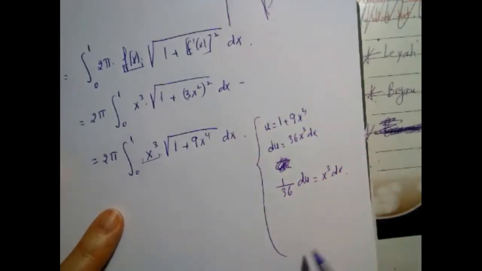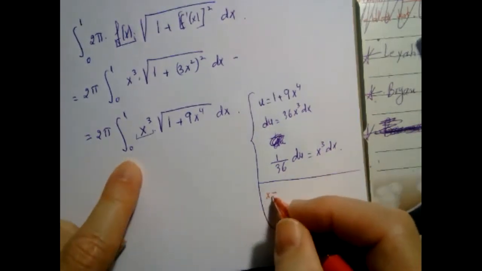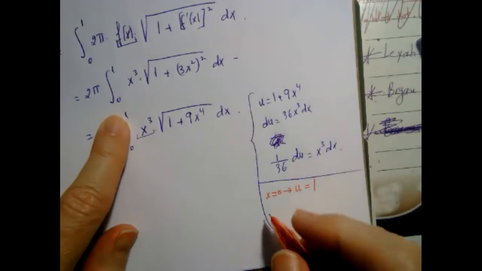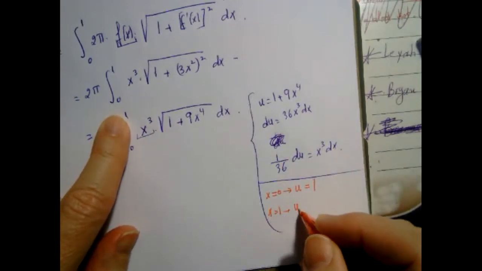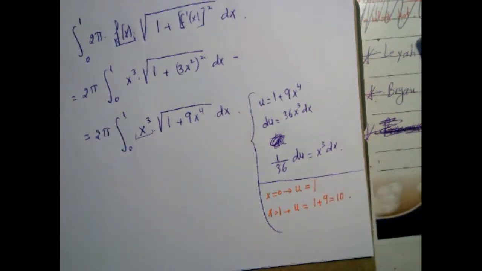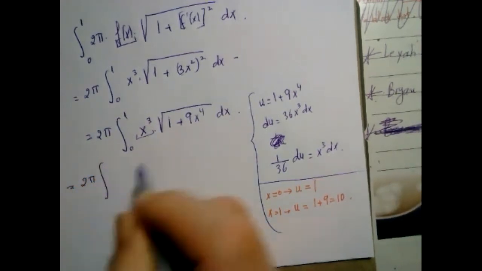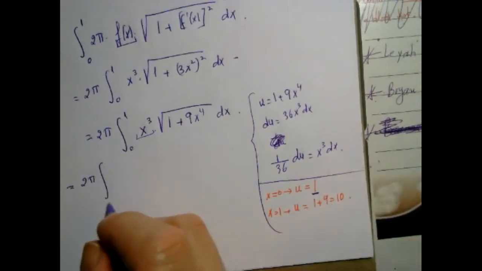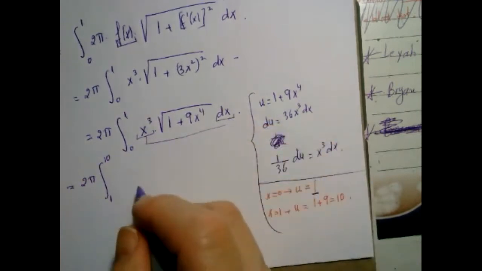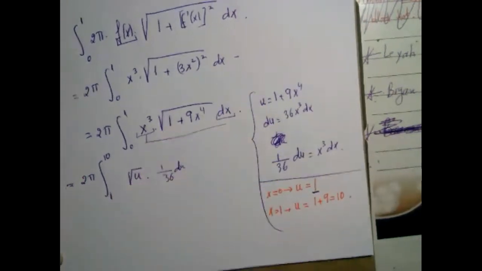And then I'm going to change the limit. So if x is 0, the lower limit is 1. If x is 1, the new upper limit becomes 1 plus 9, which is equal to 10. And now I'm going to make it a totally new integral, where the variable is u. So this goes from 1 to 10 of x cubed dx, which is 1 over 36 du, and this is the square root of u.